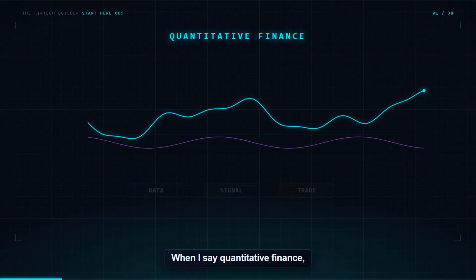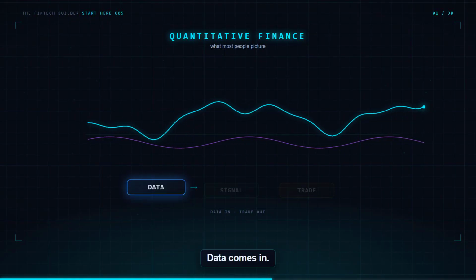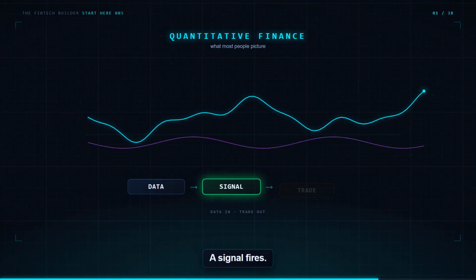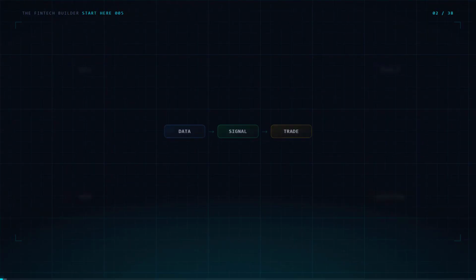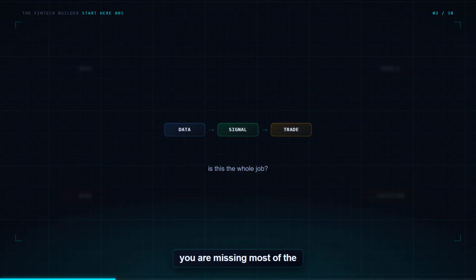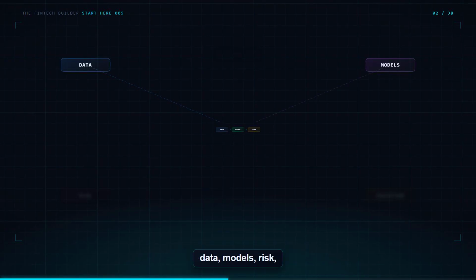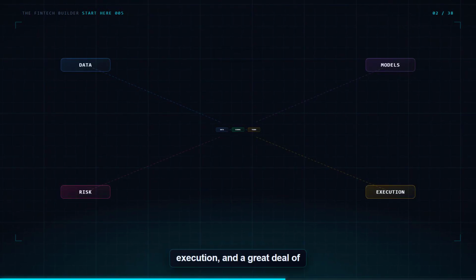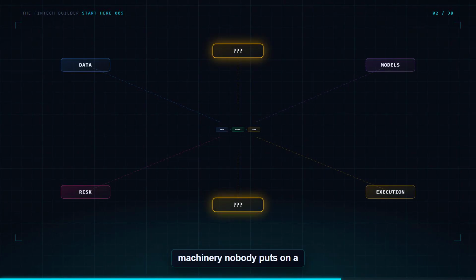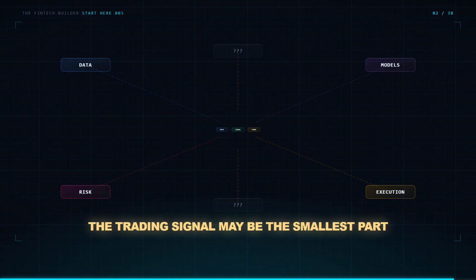When I say quantitative finance, there is a good chance you are picturing something like this. Data comes in, a signal fires, a trade goes out. And that is part of quant finance. But if you think it is the whole job, you are missing most of the system. Around that one signal sit data, models, risk, execution, and a great deal of machinery nobody puts on a slide. The trading signal may be the smallest part of it.